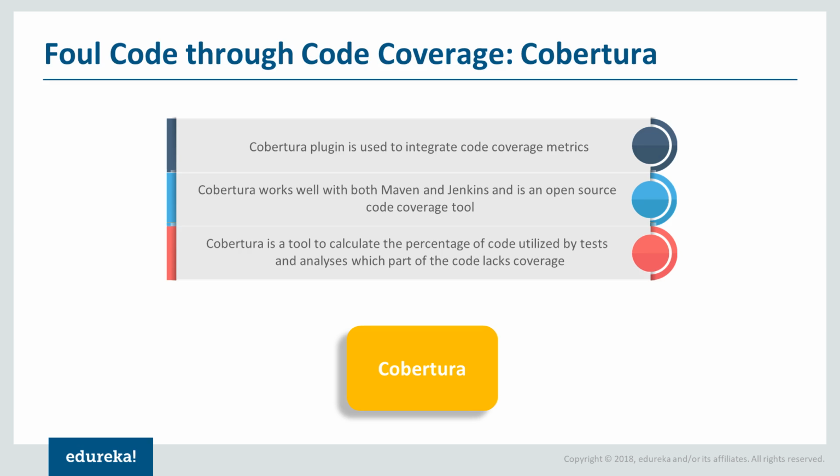It's just a matter of calling the Cobertura plugin in your Maven pom.xml file, and then you can just publish the report. It works really well with both Maven and Jenkins, and the best part is it is an open source code coverage tool. It is a tool to calculate the percentage of code utilized by tests and analyze which part of the code lacks coverage, as we have seen in the general definition of code coverage.